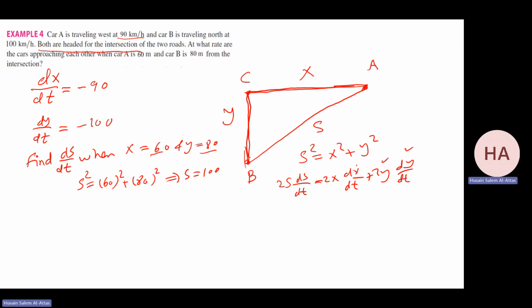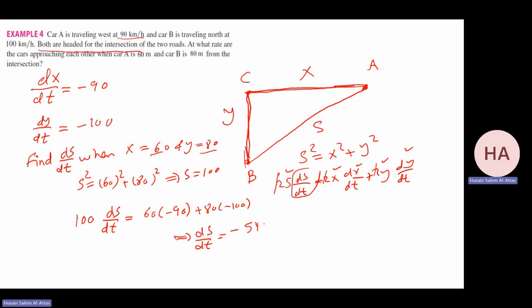I have this, I have this, I have this, I have this, I have this, I want this. Do the calculations. So cancel 2 with 2 with 2. If we do the calculation, you'll get what? s is 100, so I have 100. ds by dt equals x, which is 60, times minus 90, plus y, which is 80, times minus 100. So that means ds over dt, this is minus 5400.